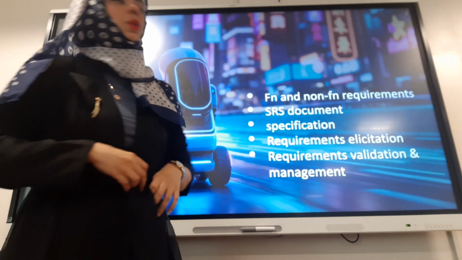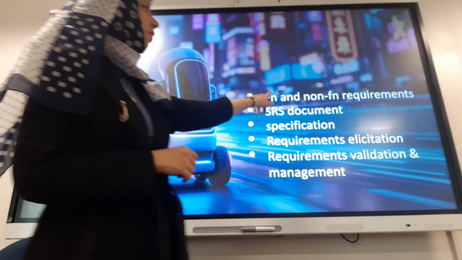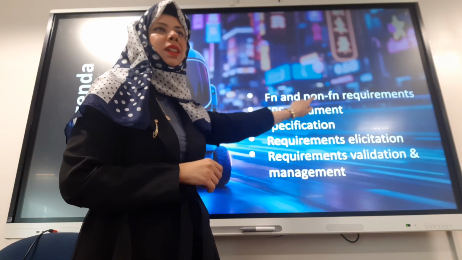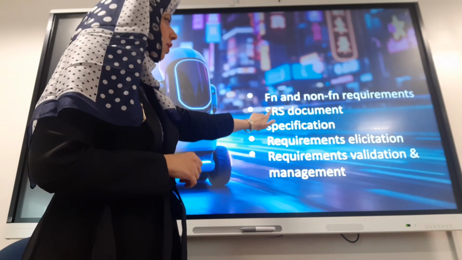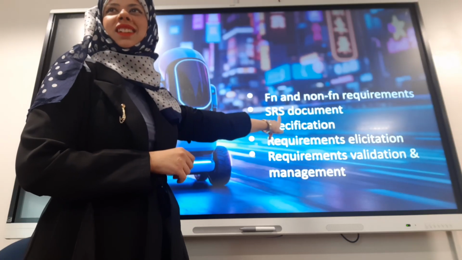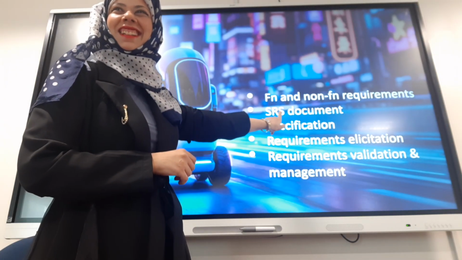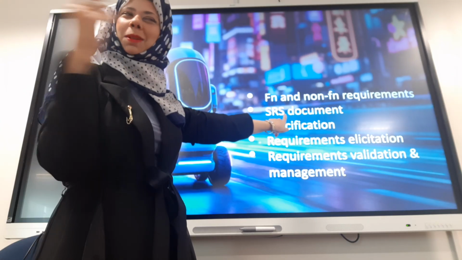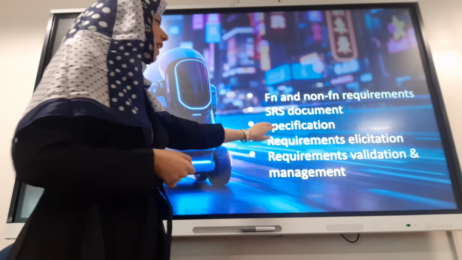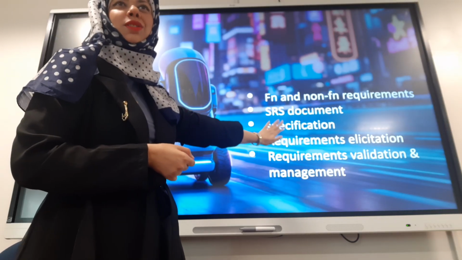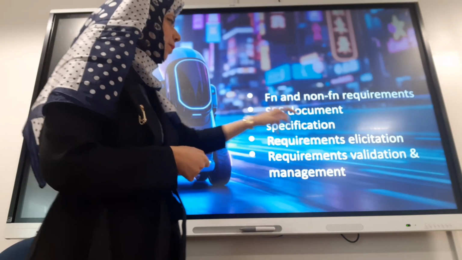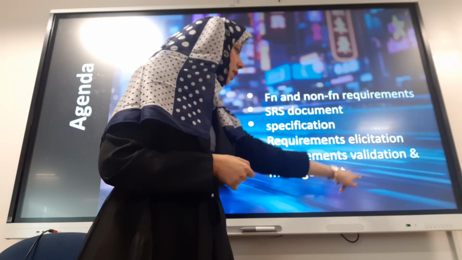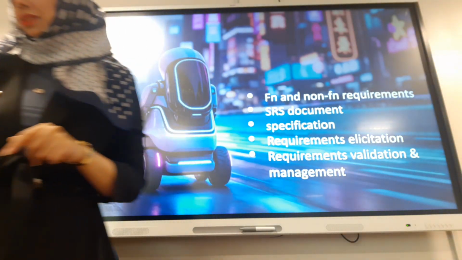Okay. So this chapter will mostly focus on functional, non-functional requirements. SRS documents, you know it stands for what? Software requirements specification, excellent. And then we have specification. We will differentiate between it and requirements. We'll look into the elicitation, the validation, and the management phases.